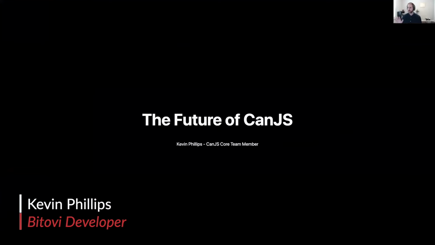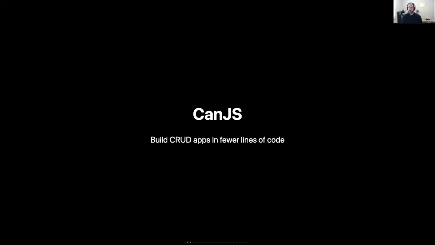As Jason mentioned, my name is Kevin Phillips. I'm a member of the CanJS core team. Today I want to talk about the future of CanJS. So for anyone that doesn't know, CanJS is a collection of JavaScript libraries that help you build CRUD apps in fewer lines of code. It's kind of the tagline there.